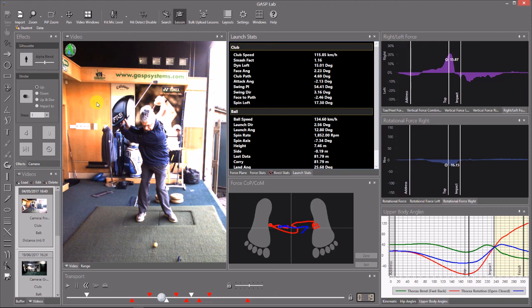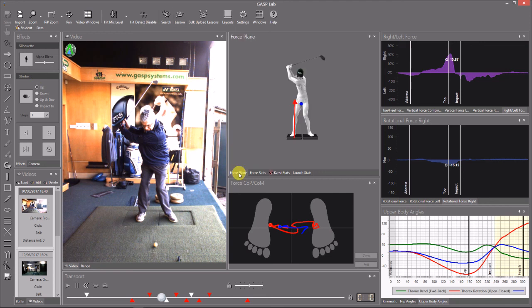So we're capturing from launch monitors, 3D, and a dual force plate measuring vertical vectors. And we're also measuring horizontal force and rotational force around the center of mass. So that's a very different system to what's currently on the market at the moment.